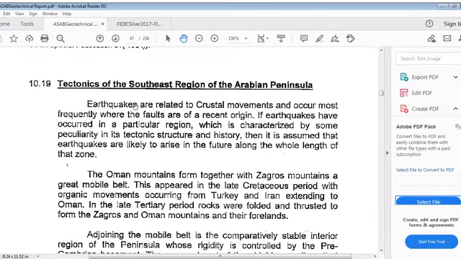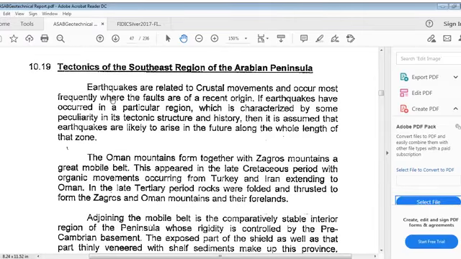Now, tectonics of the southeast region of the Arabian Peninsula. Earthquakes are related to crustal movements and occur most frequently where faults are of recent origin. If earthquakes have occurred in the past in a particular region, which is characterized by some particular tectonic structure and history, it is assumed that earthquakes are likely to arise in future along the whole length of the zone.